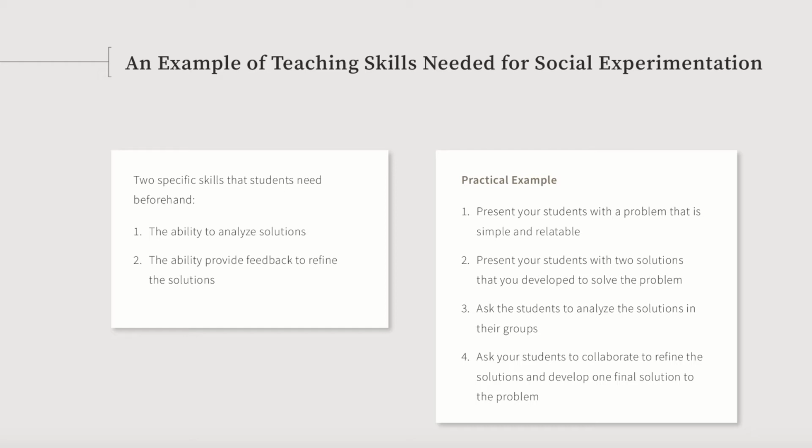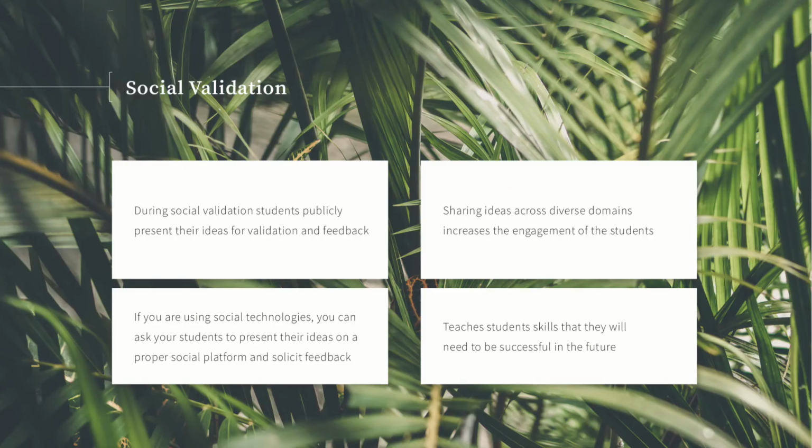Are the solutions feasible? Could the solutions be improved? If so, how? Then, ask each group to share their feedback with you. Focus specifically on ways to improve the solutions. After sharing their feedback, ask your students to collaborate to refine the solutions and develop one final solution to the problem. Work with the students through this process to model it for them.